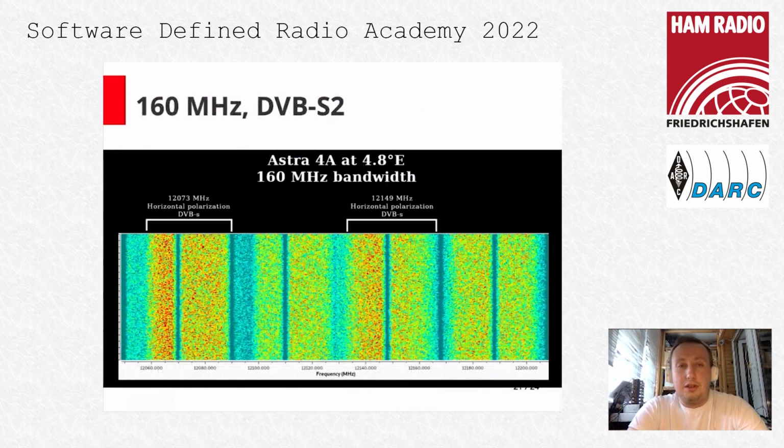And here are some results. Here's 160 megahertz bandwidth of the satellite signal. And you can clearly see two signals of two DVB-S transponders. It's on SDRA'22 satellites. Plus, there are two additional signals, but I could not identify those signals. Also, you can see the gap between spectrums. So yeah, this is a problem that I already mentioned, and I will talk about it more.